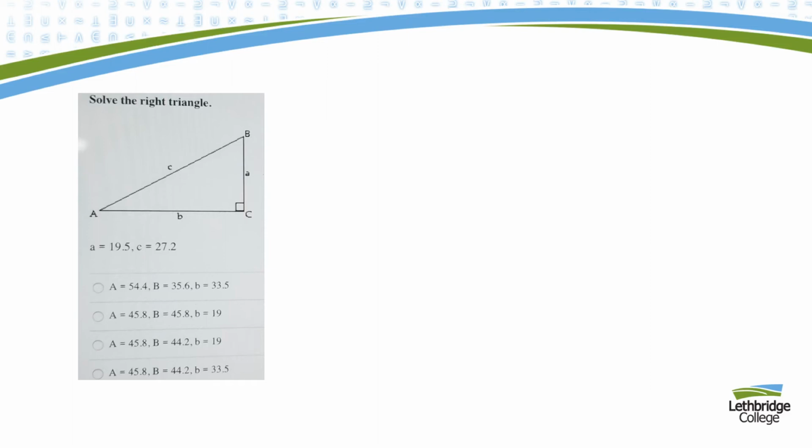All right, here's a good question. They ask you to solve this right triangle. So, like all of them, A, B, C, and then I need to know the angles. So they say A is 19.5, C is 27.2, but the only angle I know is the angle C, which is a 90-degree angle. So I need to find out angles A and B and side B.